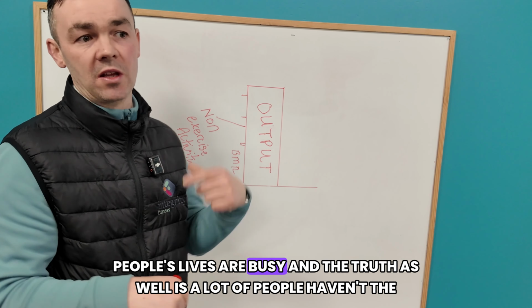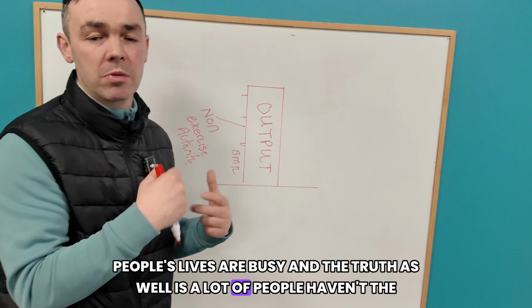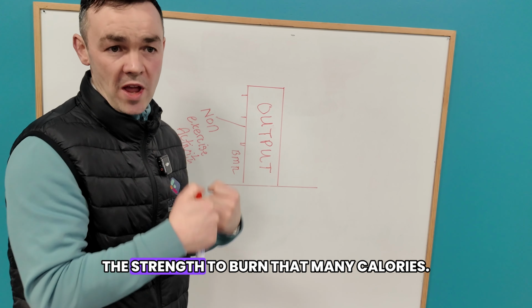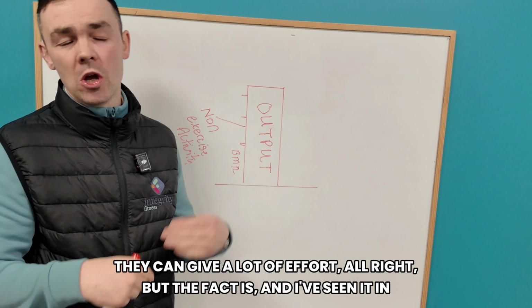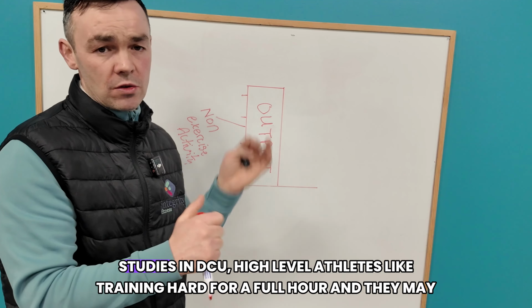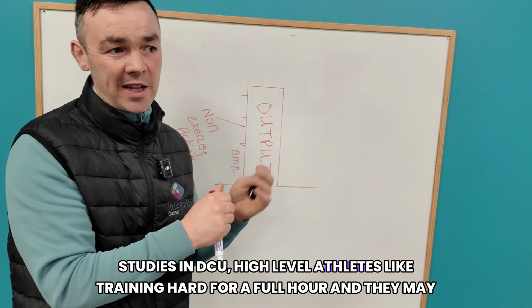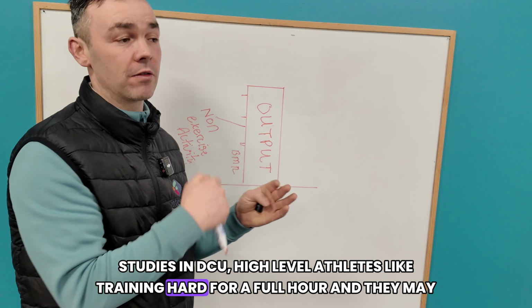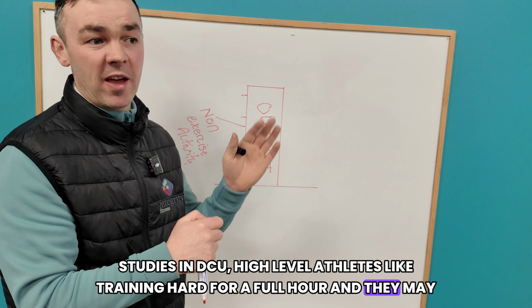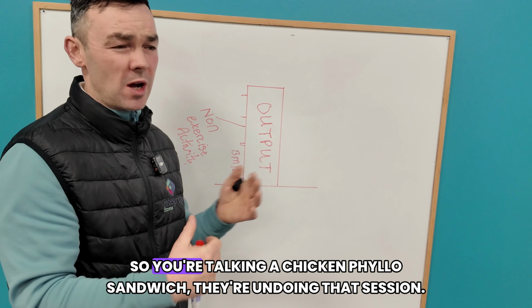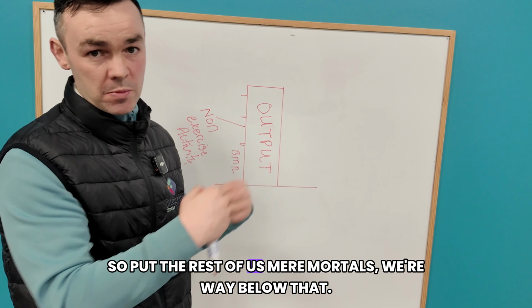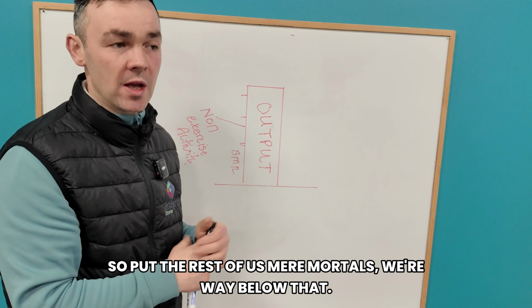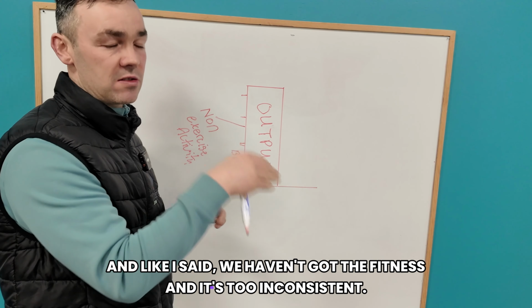People's lives are busy, and the truth as well is a lot of people haven't the fitness, the strength to burn that many calories. They can give a lot of effort, all right, but the fact is, and I've seen it in studies in DCU, high-level athletes training hard for a full hour may have burned maybe 400 calories. So you're talking a chicken fillet sandwich, they're undoing that session. But the rest of us mere mortals, we're way below that. And like I said, we haven't got the fitness and it's too inconsistent.